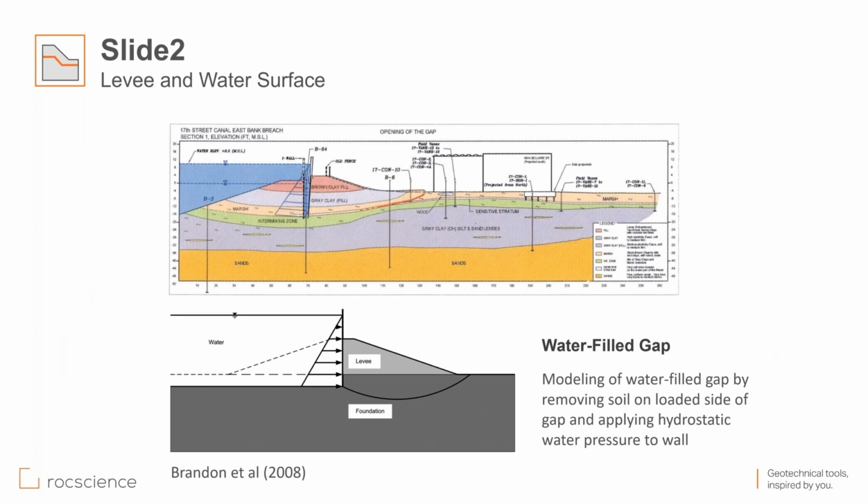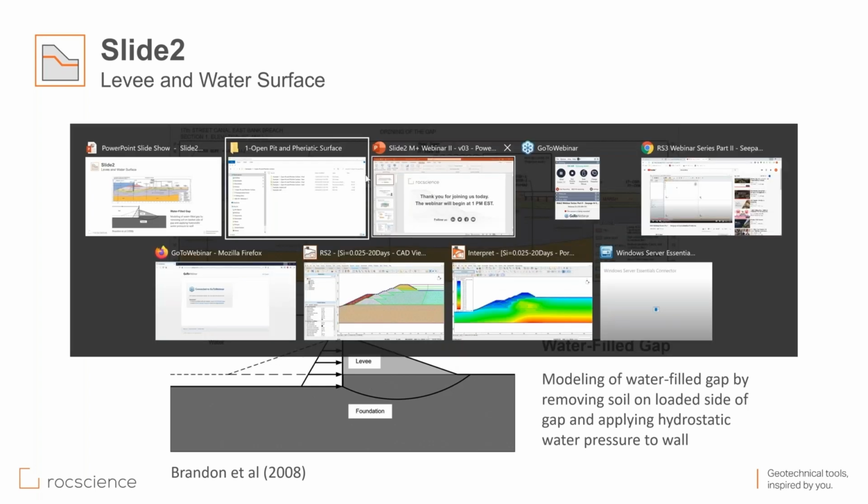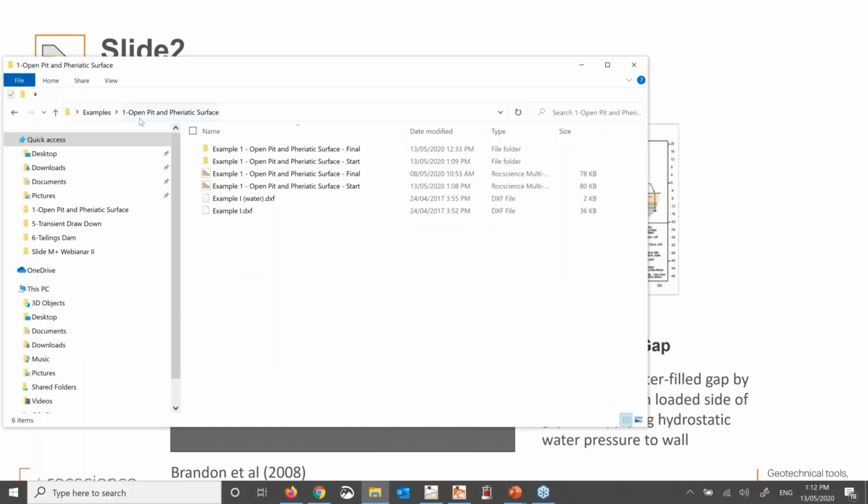If you look at the literature again, for the failure mechanism where we are dealing with a water-filled gap, the suggestion is to consider a scenario like this, where we model the water-filled gap by removing soil on the loaded side of the gap and applying hydrostatic water pressure to the wall. Within the scenario that you're analyzing for this kind of simulation, this is one of the cases that you should consider. Now, let me go to the model here and show you how we can do this.